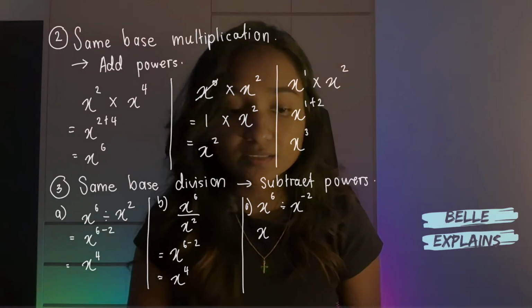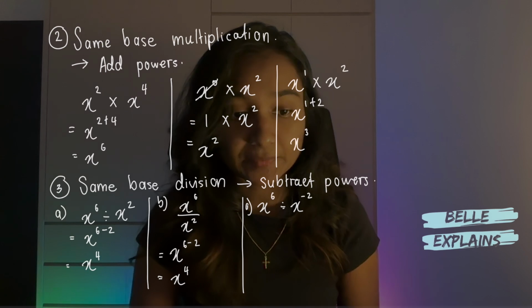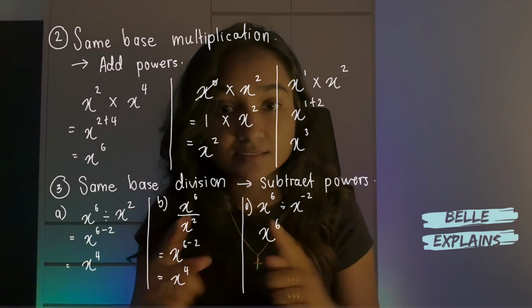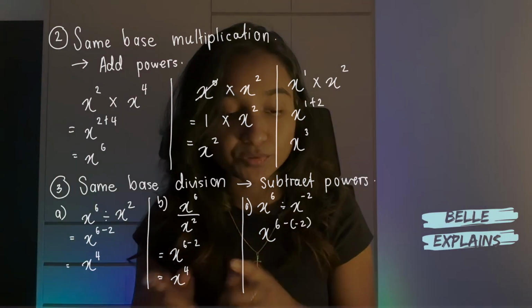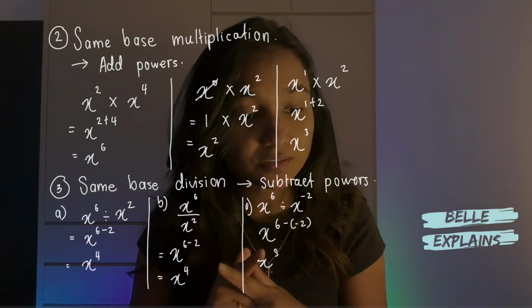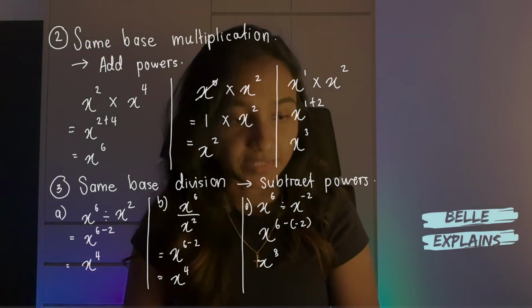Similarly, if your power is a negative, you can still subtract them, but be aware of the positives and negatives. So in this situation, 6 minus, but since the other power is negative 2, it will be placed in a bracket. Since symbols can't be next to each other, you have to separate them with the bracket. And negative next to negative will give you a positive, so x to the power of 8.